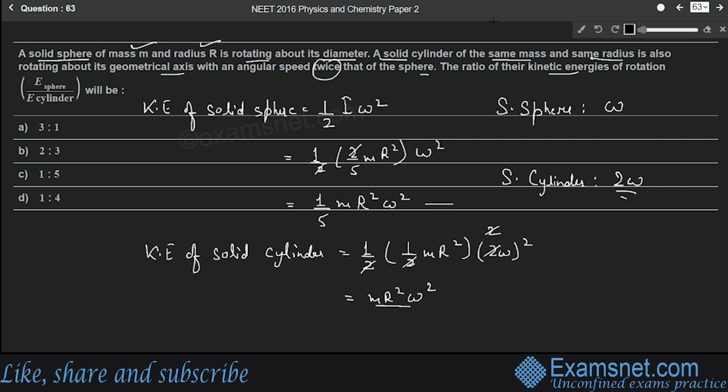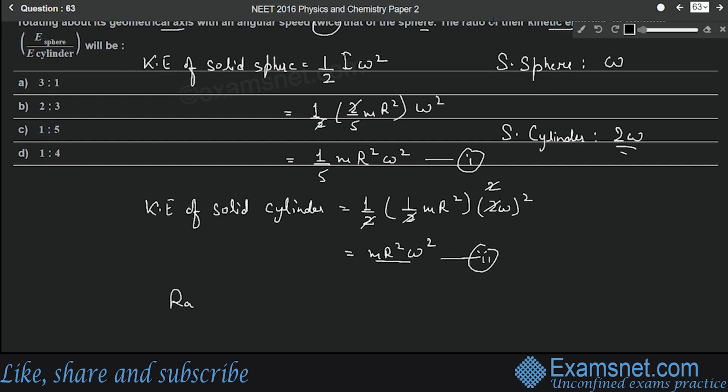Now we have to find the ratio of these two. This is the first one, this is the second one. The ratio of the kinetic energies will be 1 by 5 mr square omega square upon mr square omega square. So omega square, r square and m will be cancelled. That means 1 by 5 will be the answer, so 1:5 is the required ratio. So option C will be the correct answer.